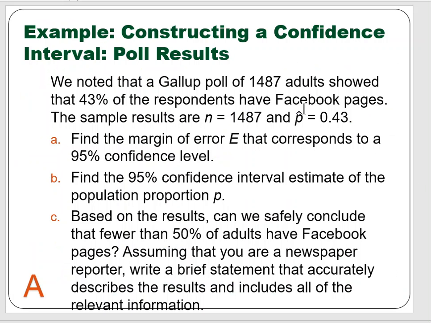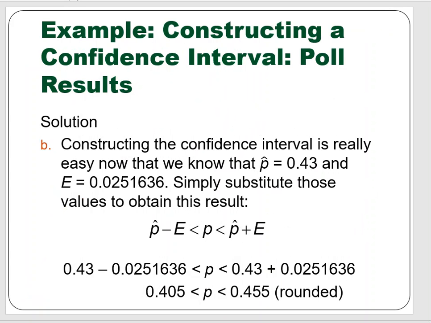So here I have a Gallup poll of 1,487 adults showed 43% of respondents have a Facebook page. The sample results, N equals 1,487 and P hat was 43%. I want a margin of error that corresponds to the 95% confidence level. I want the interval estimate for the proportion. And then I want to answer some other questions. So I'm going to start here by constructing a confidence interval.